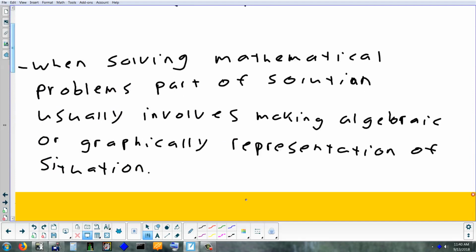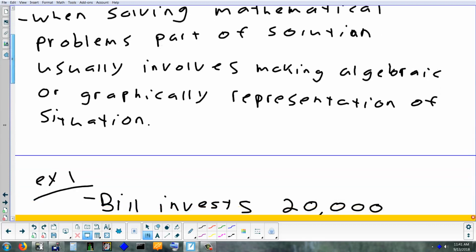So a lot of times when we solve an equation, or solve a word problem, we're going to do one of 2 things. We're going to make an algebraic representation of the word problem, which means make an equation, or we're going to do something graphical. So those are the 2 main approaches to solving any type of word problem. Either use algebra after you create an equation, or use a graphing calculator after you create the equation.